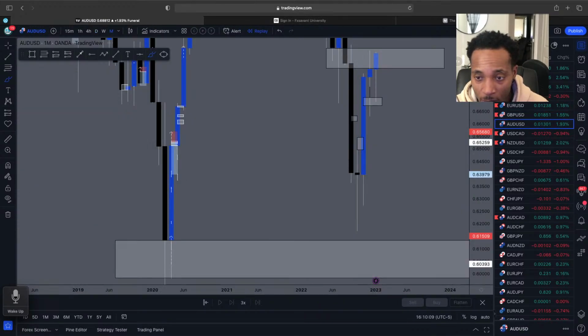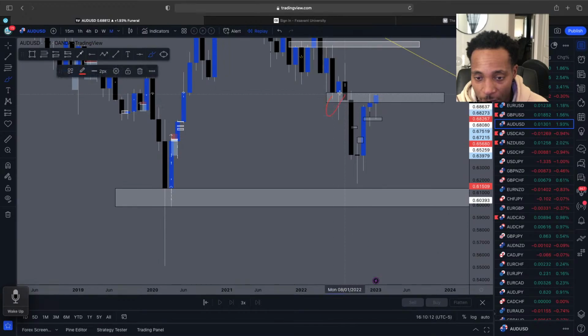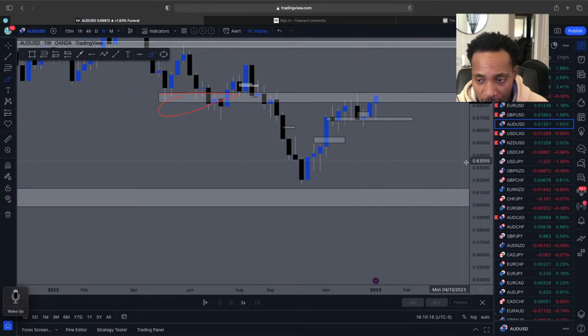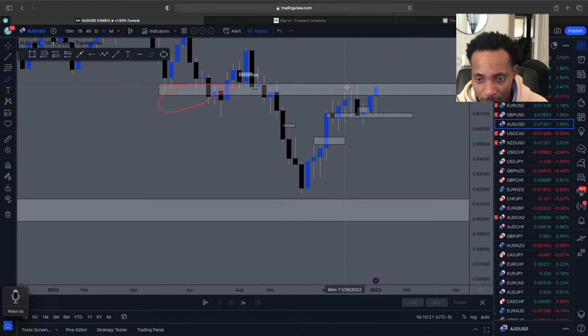Now AUD/USD on the monthly time frame, previous structure support, now being used as resistance. So until we break and close above this level, it's still used as resistance. As you can see, as we drop down to the weekly time frame, we're coming right into this level that we've been rejected from in the past.